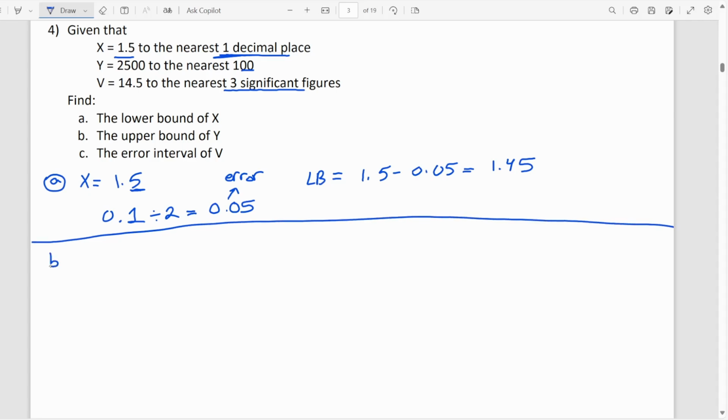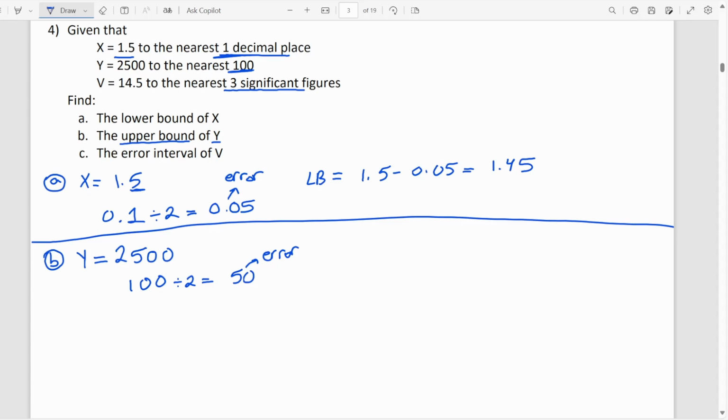Part B. We want the upper bound of y. Now let's write y down. So y is equal to 2,500. Now, like I've said before, we know that it got rounded to the nearest 100. This 100, it's the unit of round. So you can just write it down. And it's basically as if you found the hundreds, replaced them by 1, and turned everything else into zeros. And now I'm going to divide this by 2, which is 50. And this right here is the error.